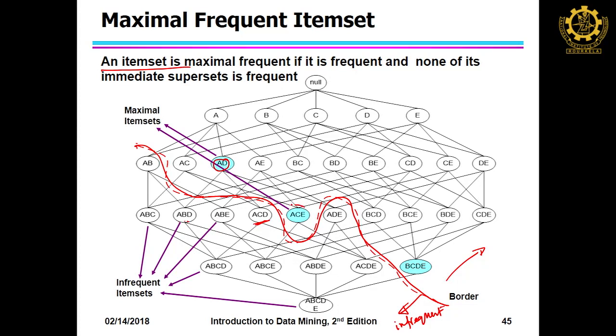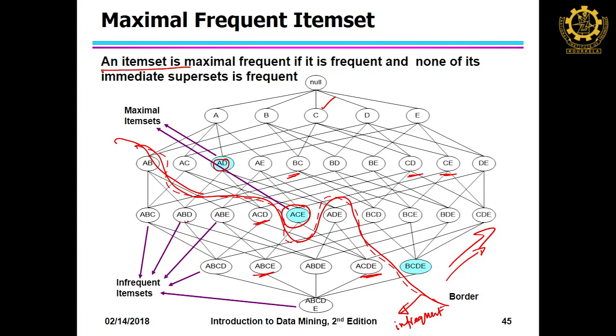One more example is ACE. Its corresponding supersets are here and here, and both are infrequent. So, ACE is a maximal item set. Now, can C be a maximal frequent item set? C's corresponding supersets are BC, CD and CE, and where are they? These three are again frequent, because this is the border line and above it all are frequent. So, C cannot be a maximal frequent item set.